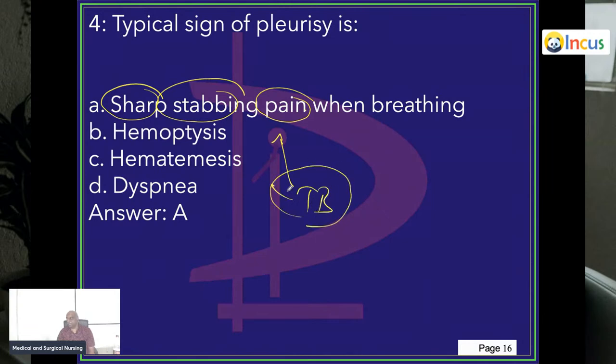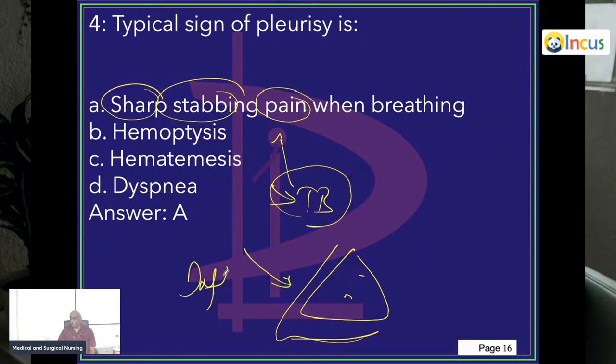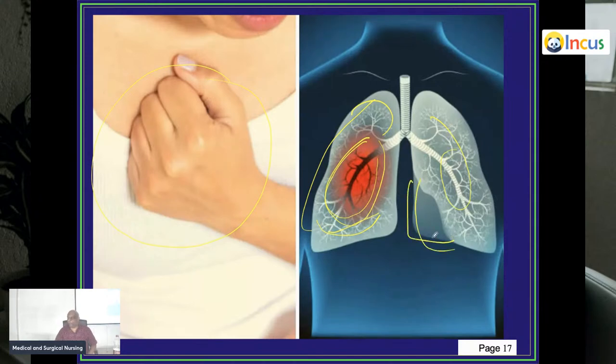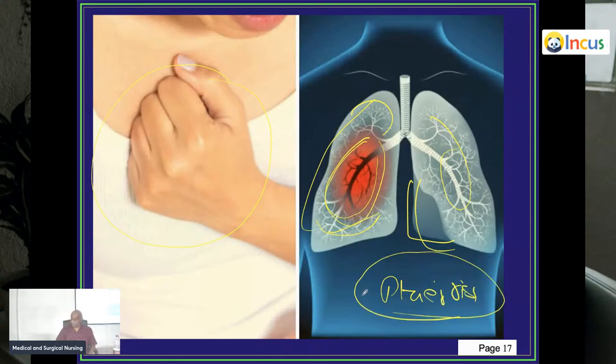TB. We are residents of a country where TB is everywhere. Whenever TB occurs, the pleura overlying the lung also becomes inflamed, and that leads to the development of pleurisy. So whenever the lung is infected, the overlying pleura is also inflamed and the person will have a stabbing pain. Whenever you take inspiration, the lung will expand and touch this pleura, which is inflamed. That leads to the development of pain in pleurisy. That is what you have to remember.